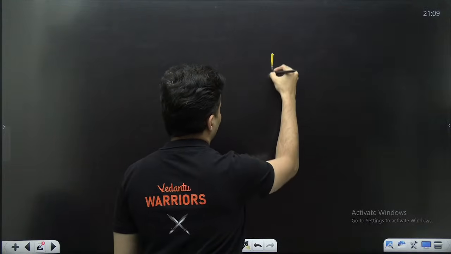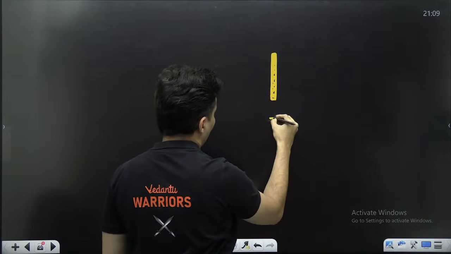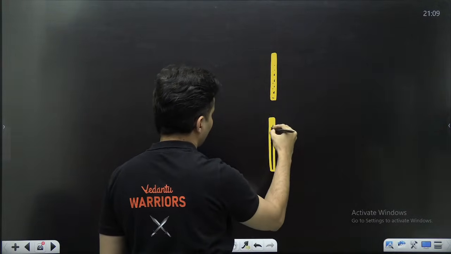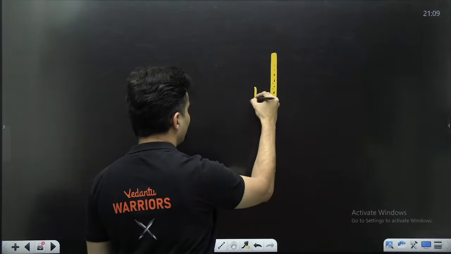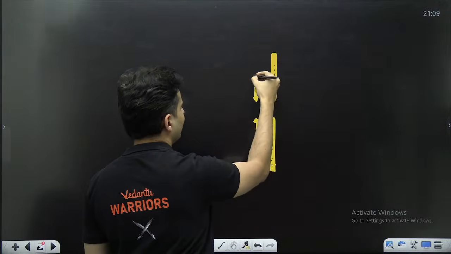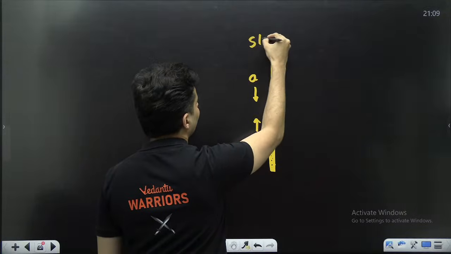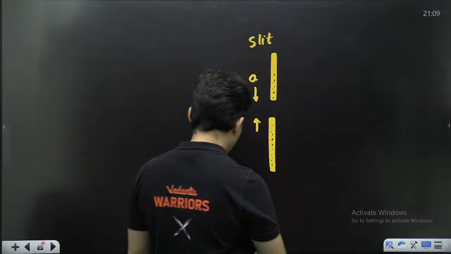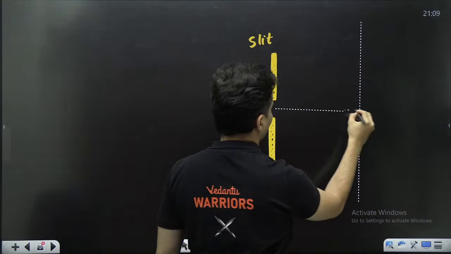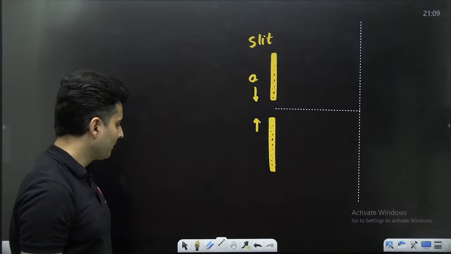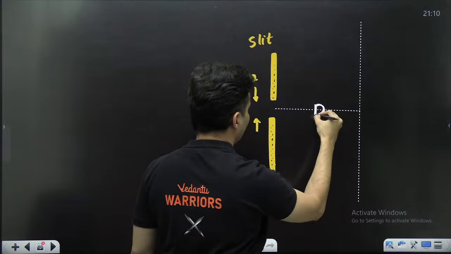If you have an opening over here, that opening has a width of, let's say, A. The opening has a width of A. This is basically a slit. And let's have a screen over here. You can call this as D again.